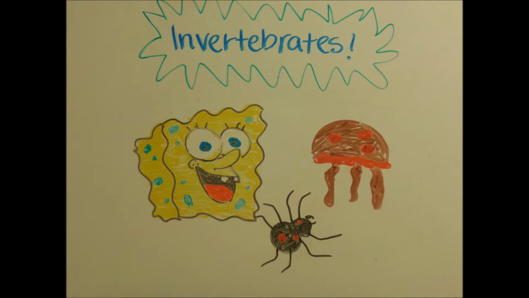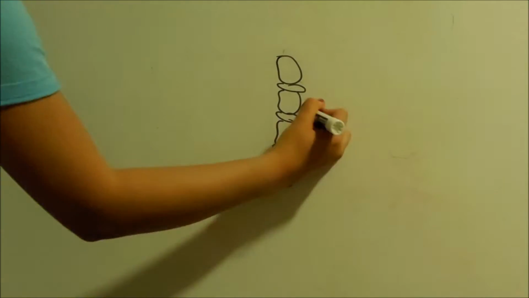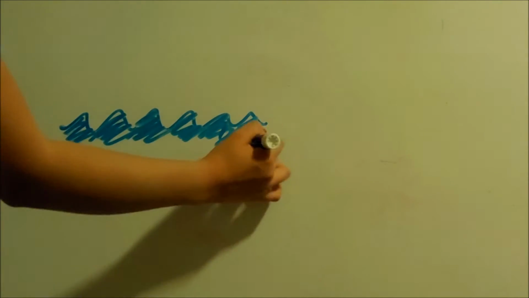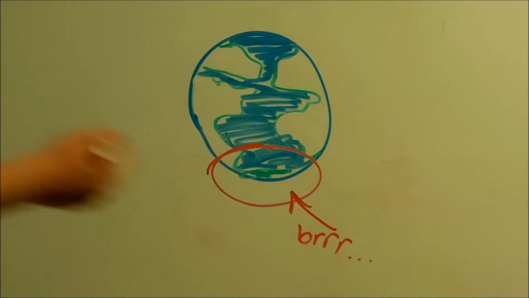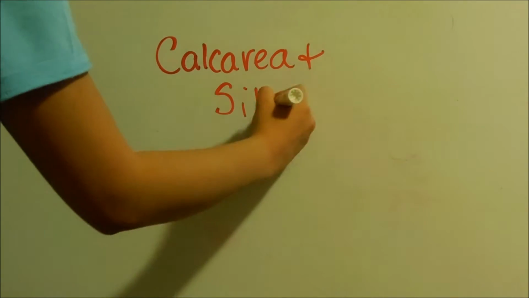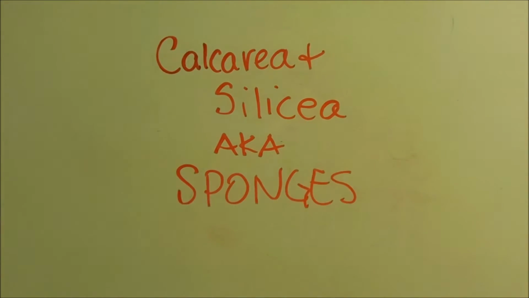Today we will be exploring invertebrates, organisms without backbones. Such organisms comprise about 95% of the animal kingdom and live in environments ranging from deep-sea vents to the frozen grounds of Antarctica.